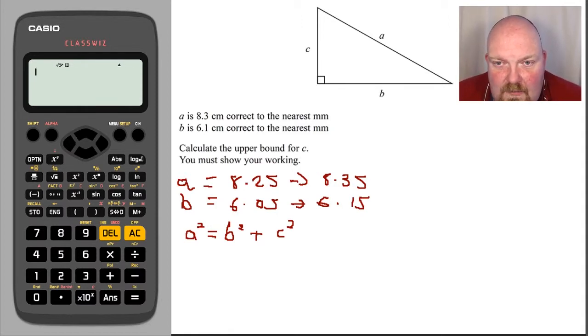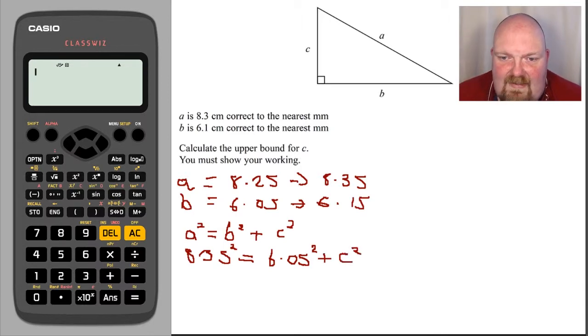So the largest value of a will be 8.35, and obviously remember we need to square that. And that is the same as b squared plus c squared. Now, as I'm adding two numbers and I want the largest value of c, I need to find the smallest possible value for b. So the smallest possible value for b is 6.05. Remember to square it, and then that is added to c squared.